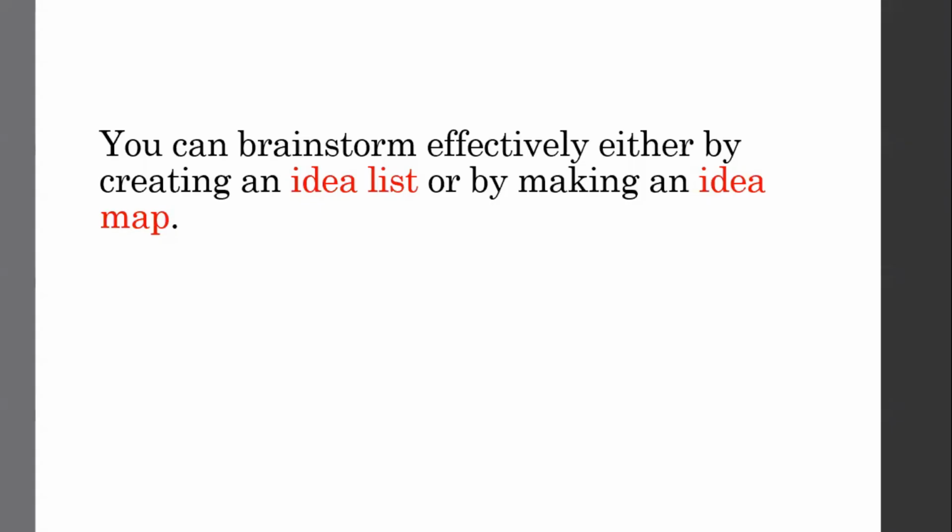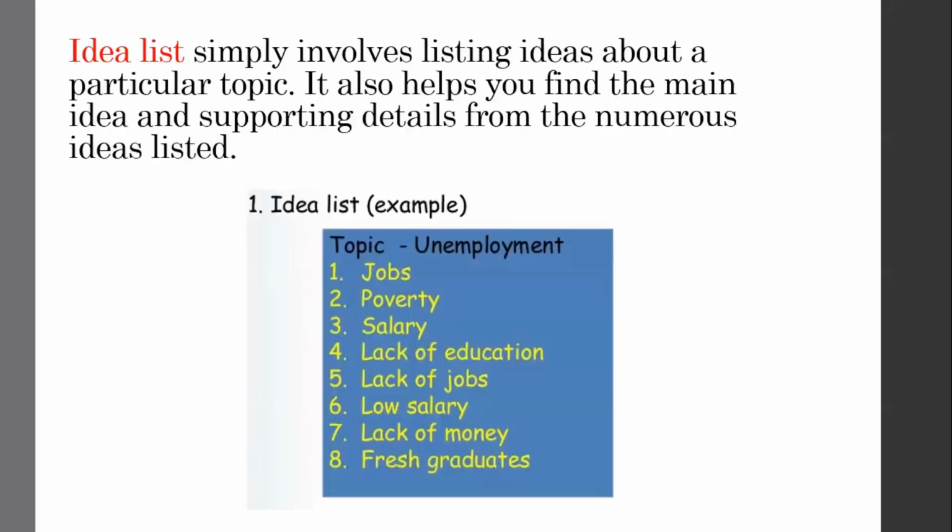So first, we have idea list and idea map. You can brainstorm effectively either by creating an idea list or by making an idea map. Idea list simply involves listing ideas about a particular topic. It also helps you find the main idea and supporting details from the numerous ideas listed.